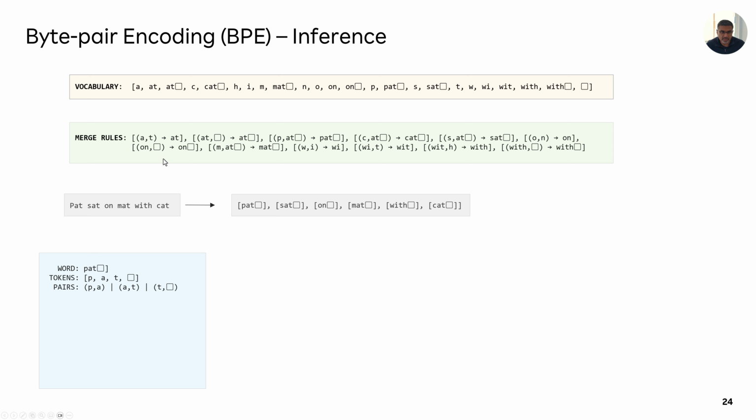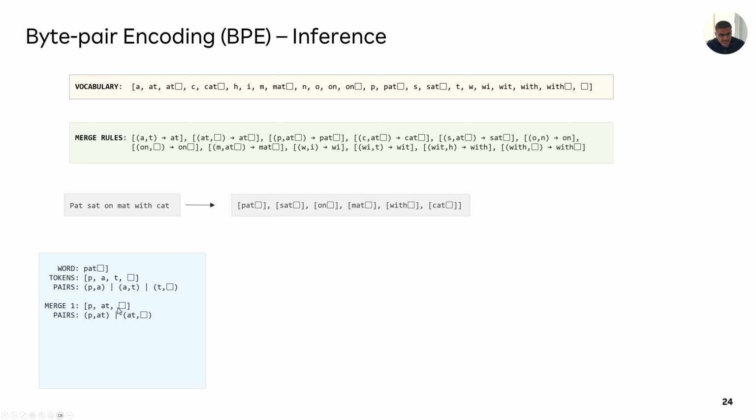So P and A, is that there somewhere? Okay, let's see. P and A is not there anywhere. Good. Then I'll look at A and T. Is A and T anywhere? Yeah, it is actually here. So first thing I'll do is merge A and T. Originally it was like this. In my first merge, I'm going to merge it this way.